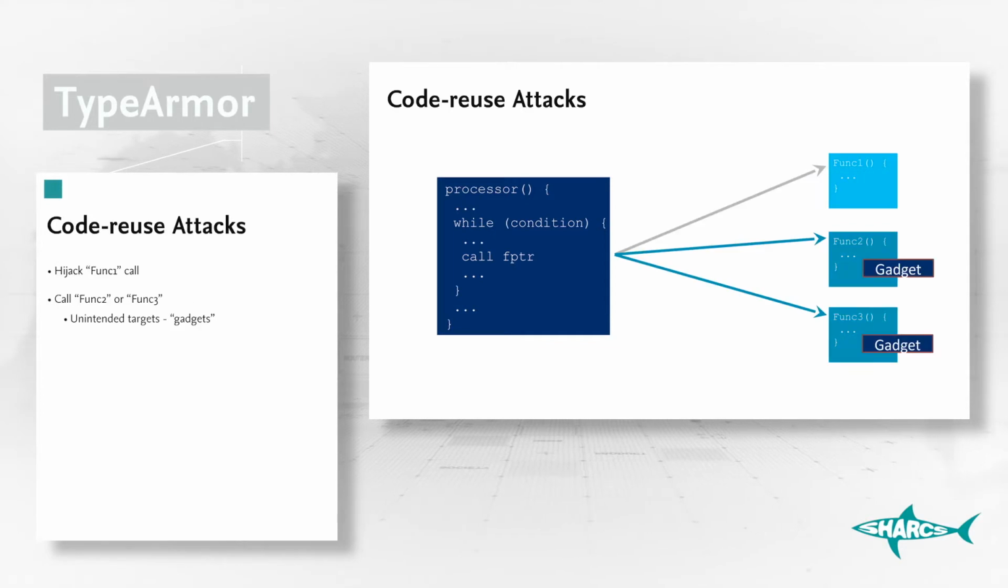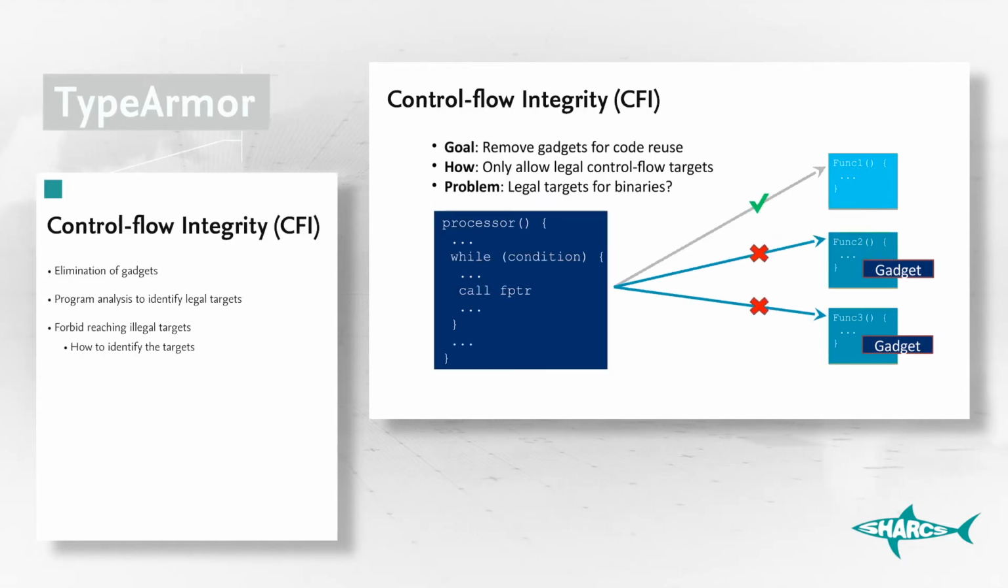attacker. In this example, an attacker may want to hijack the indirect call on the left, originally targeting the func1 function on the right, to call other interesting targets such as func2 and func3. Such interesting unintended targets are also known as gadgets.